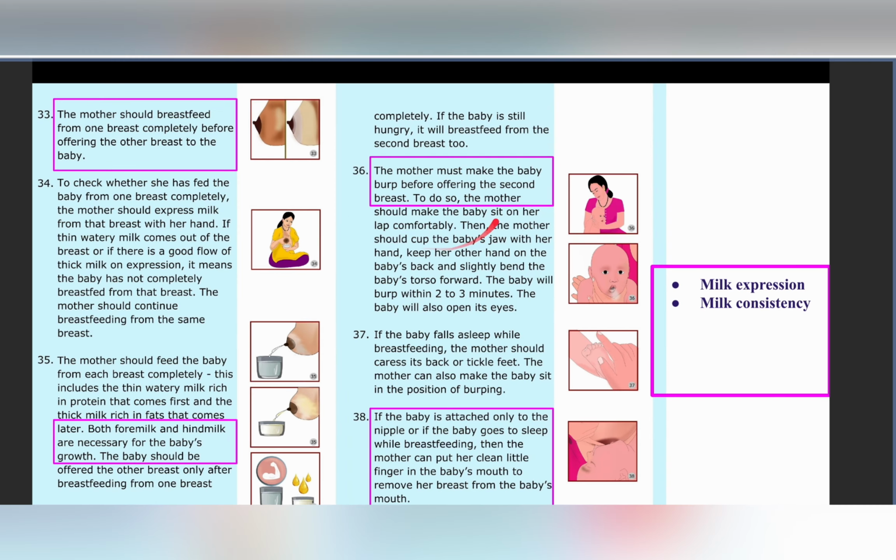So next, as we can see, after feeding, the mother should also make the baby burp, and there is a proper sitting position that needs to be followed to make the baby burp, right? And if the baby falls asleep during breastfeeding, the mother should caress its back or tickle the feet, right? Also, if the baby is attached deeply to the nipple and suddenly sleeps, the mother can definitely put her finger and slowly detach the breast tissue from the baby's mouth. So point number 38.